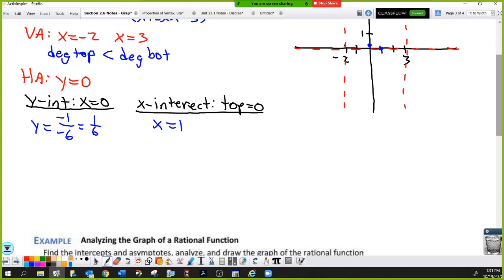So plug in x equals 2, just because I'm trying to figure out what's going on. When I plug in x equals 2, I get y equals 2 minus 1 over 2 squared minus 2 minus 6. So it's 1 over negative 4. Oh, negative 1/4.